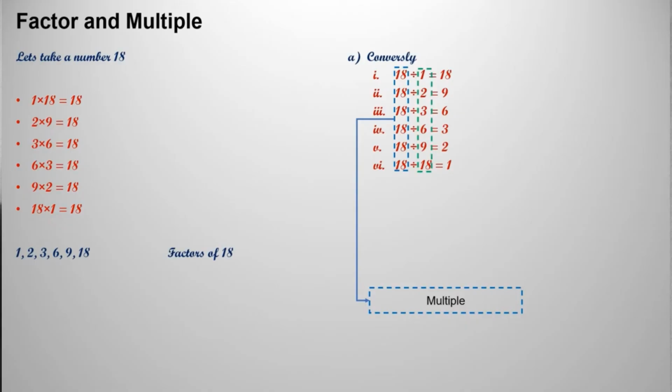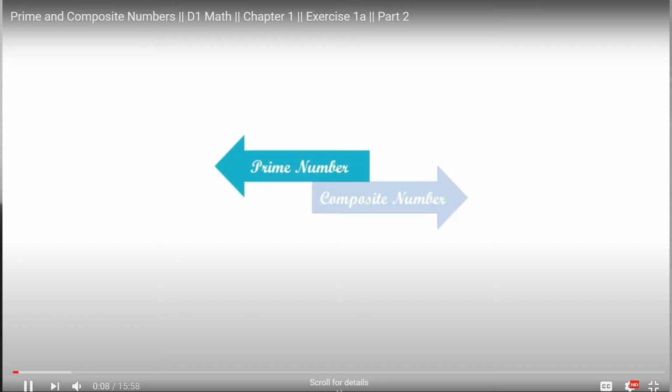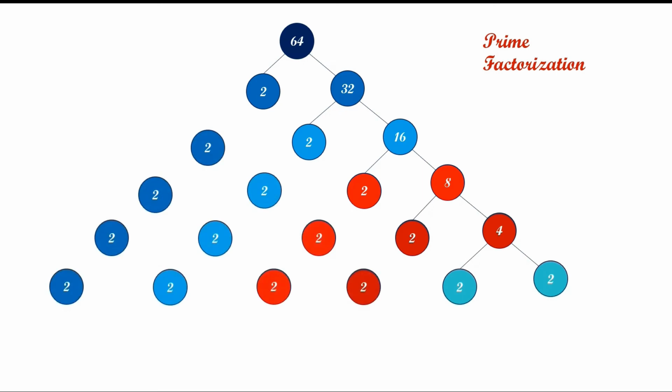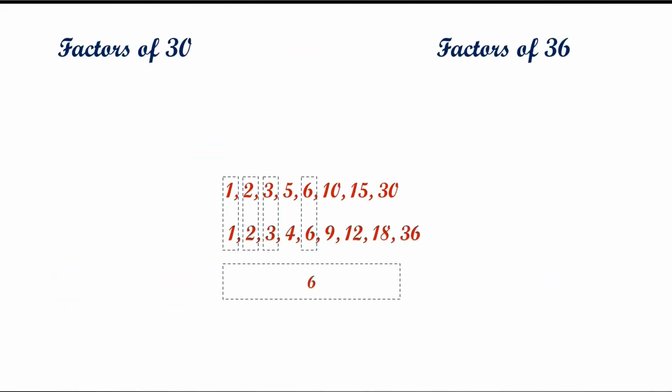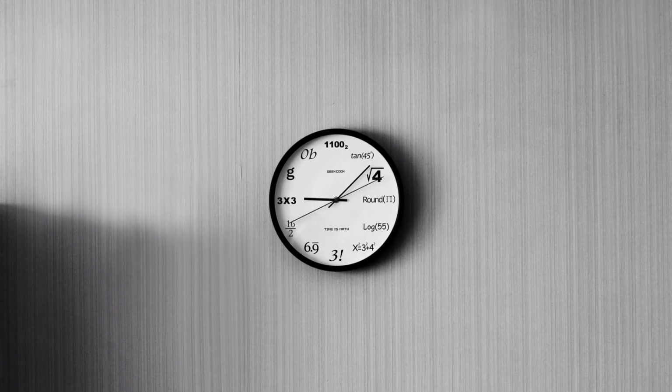Previously, we had learned what is a factor, what is a multiple, the difference between a prime and a composite number, prime factorization, and highest common factor. It's time to do the exercise 1C.